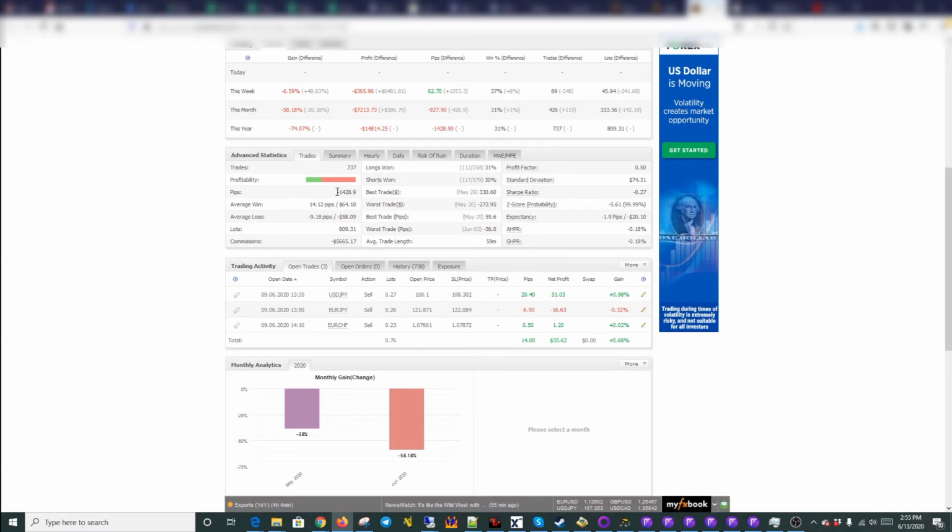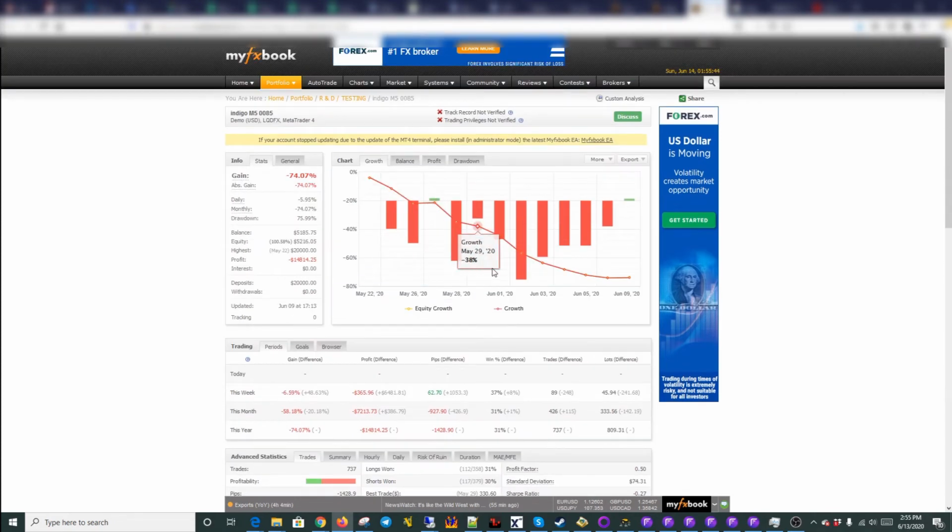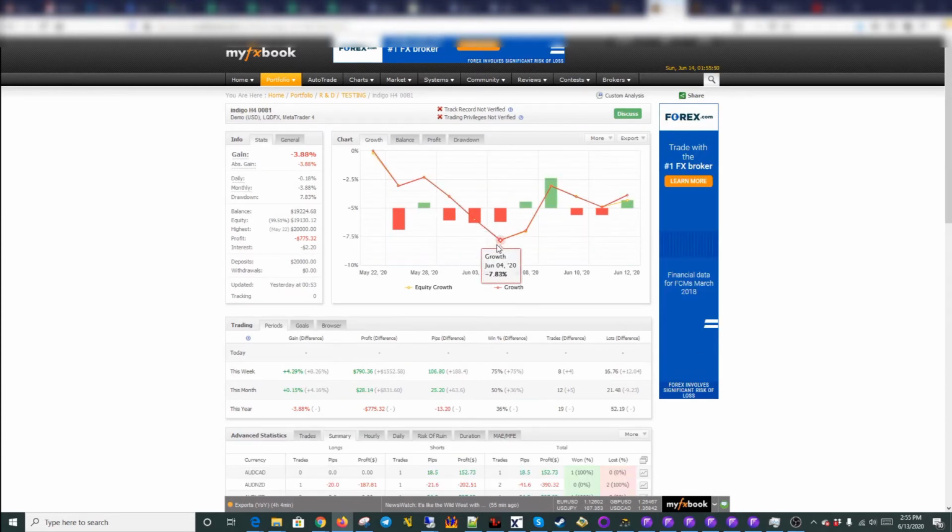So this is a fairly small pip strategy. I don't really want to get into all the metrics because suffice to say it's bad, very bad. So this is the worst news, the M5. On the H4, it did better. So here we have it on the H4, and you can see it only lost 3.88% a month.